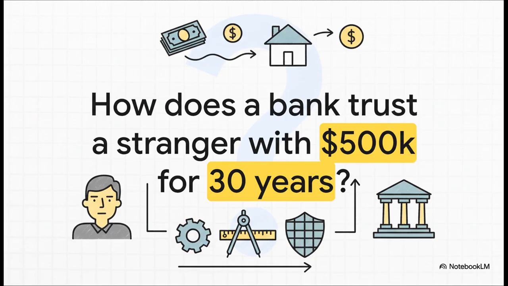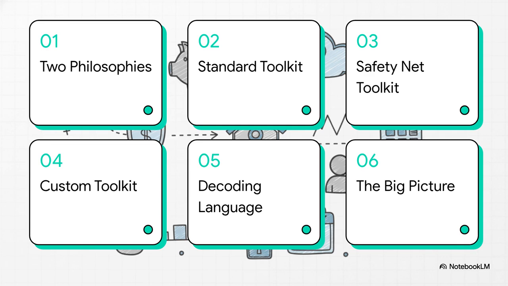How does a bank feel comfortable handing a total stranger $500,000 and saying, okay, see you in 30 years? The answer? It's all because of this incredibly sophisticated system of rules, tools, and safety nets that makes that kind of trust even possible. So here's how we're going to break it all down.